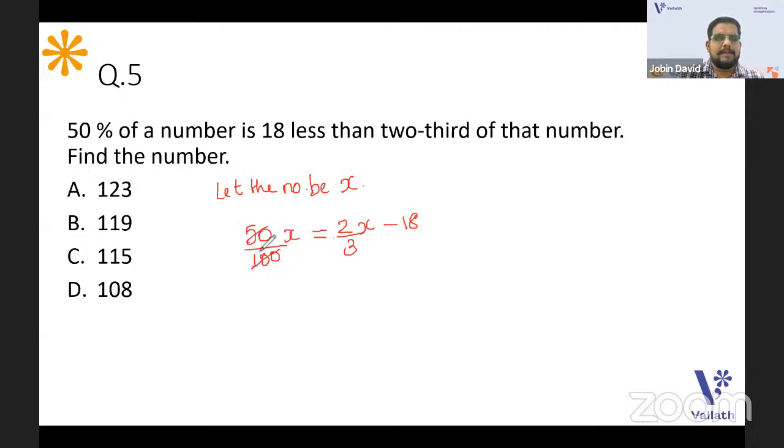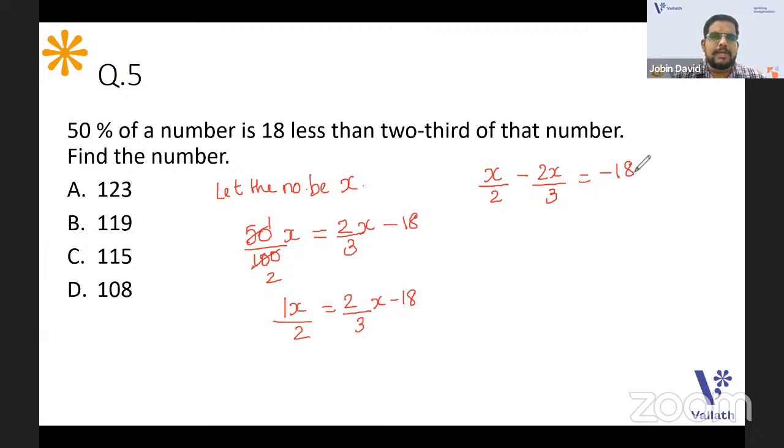So when we cancel, it will be 1 by 2. Don't go for bigger numbers. You can just cancel, so it will be 1x by 2 is equal to 2 by 3 x minus 18. Now I will transfer it: x by 2 minus 2x by 3 is equal to minus 18. Whenever you transpose between the left hand side and right hand side, you should change the sign also. Is it clear with you guys?